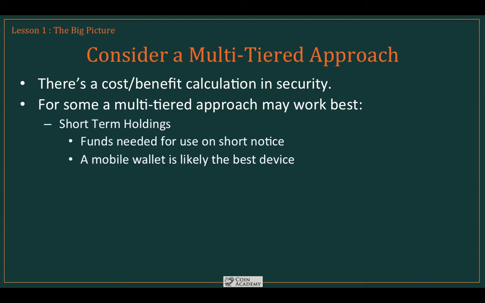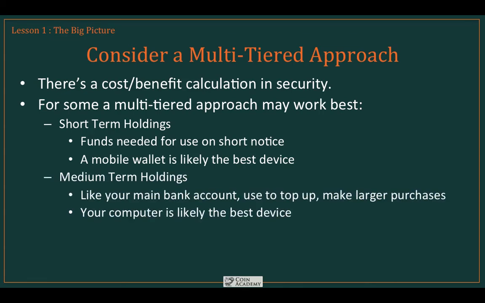Think of it this way. Divide your digital currency holdings into 3 pools. The first pool is your short-term holdings. These are the funds you need for use on short notice, to pay for dinner, to buy a book, to pay for a taxi, to buy tickets, this sort of thing. Typically, this is time sensitive. How much funds do I need for the next 7 to 10 days? Put that pool of funds in a mobile wallet. That way it's handy, it's usable, and you can use it when you're out and about in the world.